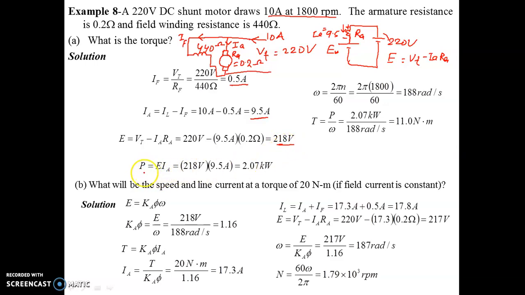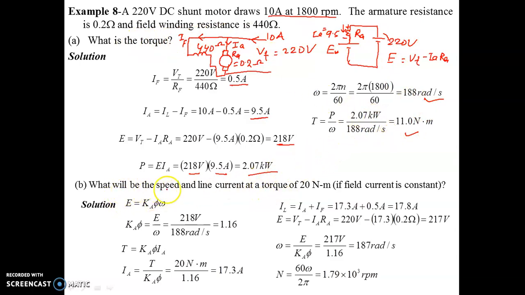Now power of the machine will be P equal to E multiplied by I. So 218 multiplied by 9.5, so power will be 2.07 kilowatt. Now speed in angular radian per second is 2 pi multiplied by 1800 divided by 60. So torque will be power divided by omega. So this is 11 Newton meter. So now torque is calculated.